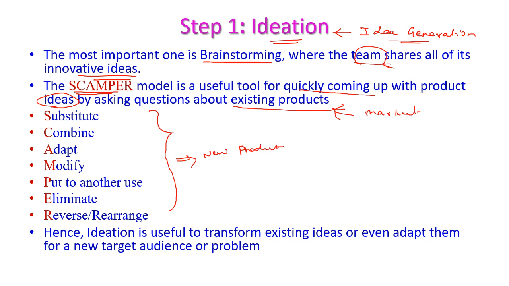So what are the questions? The first one is substitute, whether the new product may be the substitute of an existing product. And next one is combine, can we combine the new product with an existing product or not? And third one is adapt, modify, put to another use, eliminate, reverse or rearrange. So based on this perspective we can ask the questions and collect new ideas to develop our new product. Hence ideation is useful to transform existing ideas or even adapt them for a new target audience or new problems. So this is called ideation.